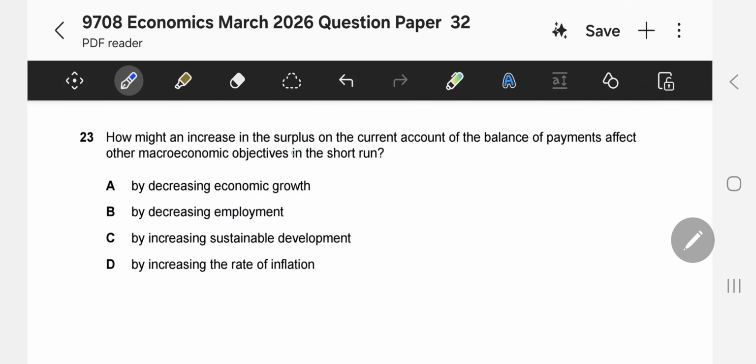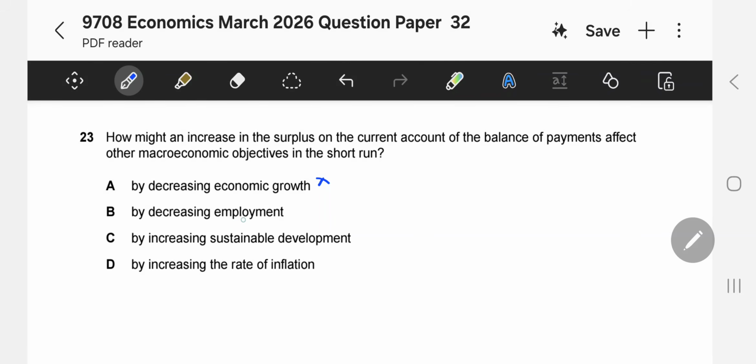How might an increase in the surplus on the current account of the balance of payments affect other macroeconomic objectives in the short run? Right, so by decreasing economic growth, no, I think when there is a surplus, we are likely to experience an increase in AD, which is economic growth. So this one is a no.